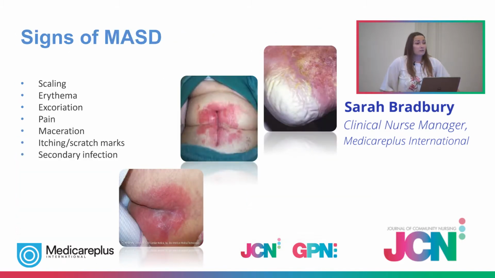So the signs of moisture-associated skin damage, I'm sure you're familiar again with some of these. So we're going to see signs of erythema and excoriation of the skin. You might be familiar with this picture of maceration here, which is quite an extreme example, but that's obviously when the skin becomes very overhydrated. It turns white and soggy. And again, that's when the skin can become particularly vulnerable to damage. It can be very painful for patients.